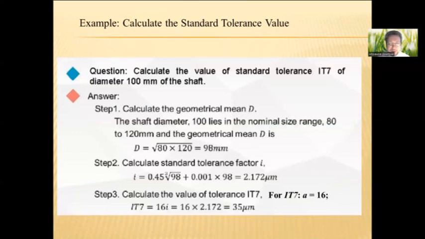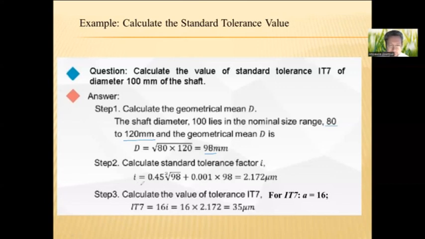Answer: step 1, calculate the geometrical mean D. The shaft diameter 100 lies in the nominal size range from 80 to 120 millimeters. And the geometric mean D is equal to the square root of 80 multiplied by 120, and it's equal to 98 millimeters. Step 2, calculate the standard tolerance factor.